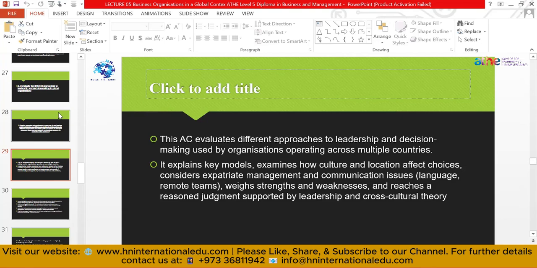This assessment criteria evaluates different approaches to leadership and decision making used by organizations operating across multiple countries. It explains key models, examines how culture and location affect the choices, and considers expatriate management, the people who have gone from your home country to the host country, and communication issues, language, remote teams, base strengths and weaknesses, and reaches a reasoned judgment, supported by leadership and cross-cultural theory as well.